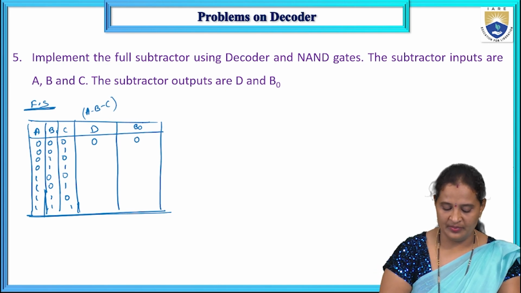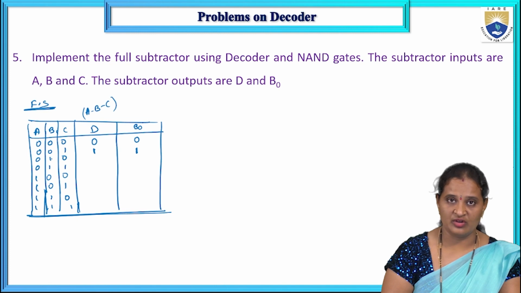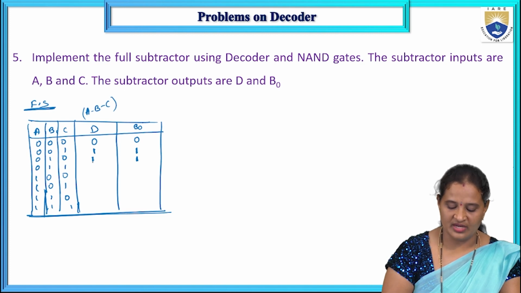So now coming to the second one. 0 minus 0, 0, 0 minus 1. Is 0 minus 1 possible? No, we should take borrow. If I take borrow, difference also becomes 1. Now coming to 0 minus 1, again we need to take borrow. So the borrow output is 1, whereas the difference output is also 1, and 1 minus 0 is again 1. Now 0 minus 1, borrow is 1, whereas the difference is 1. 1 minus 1 again 0.